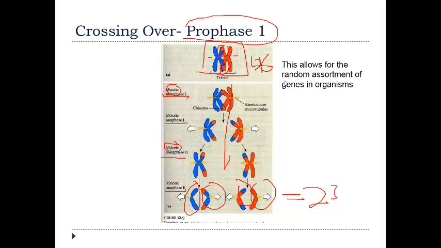And we call this random assortment of genes. So what happens is the new gene combinations that we make in these chromosomes are going to be randomly assorted into the new sex cells. So every sperm cell is different. It has different genetic information. This is why brothers always look a little different from each other unless they're identical twins. And the same with egg cells as well. So we don't know what's going to happen with those traits exactly. They're randomly assorted into the sex cells during the division process of meiosis.